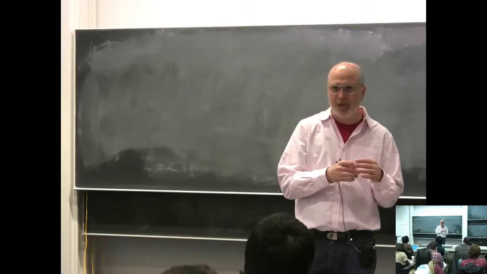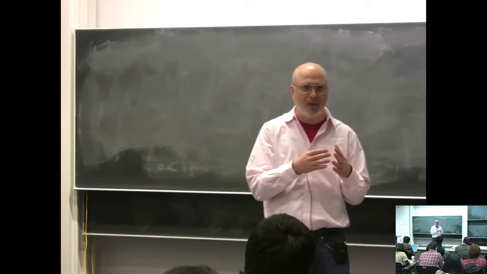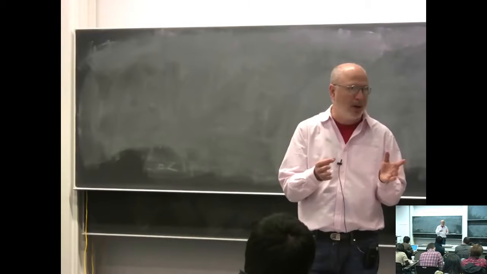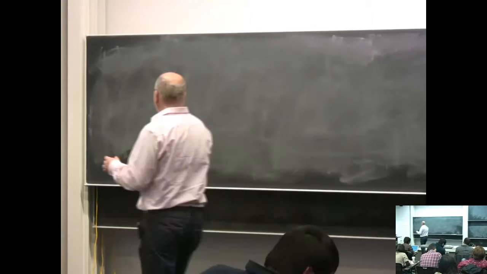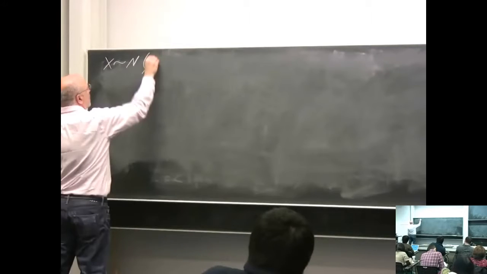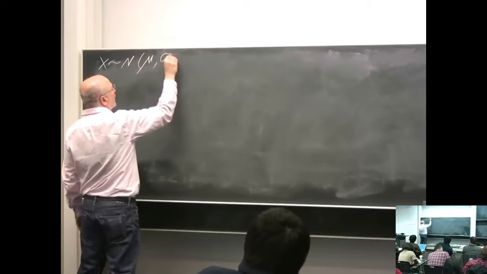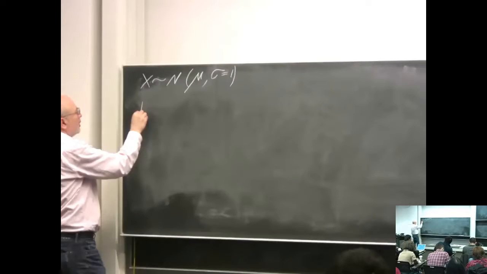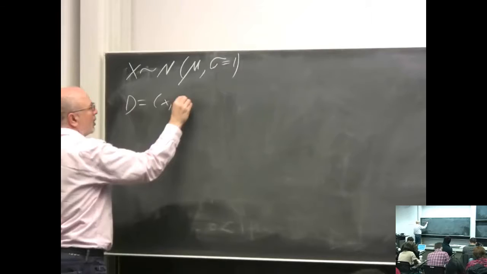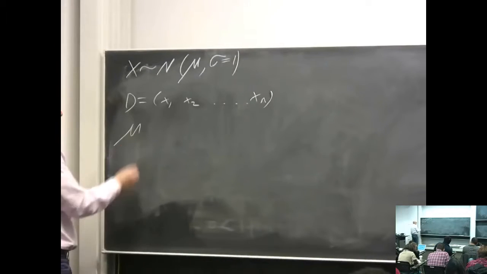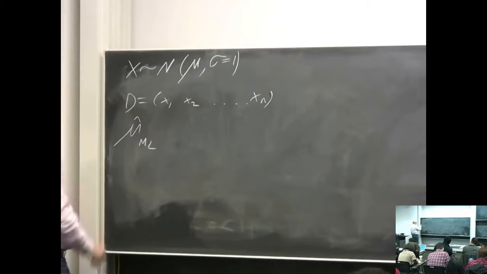So we'll start with the refresher of a single Gaussian. Our problem is we have a bunch of data points that come from a Gaussian. The Gaussian has a known standard deviation, but an unknown mean. Okay. So the data comes from a Gaussian with some unknown mean and a standard deviation of 1. The data is some x1, x2 through xn. And the question is, how do we find the maximum likelihood estimate of the mean?